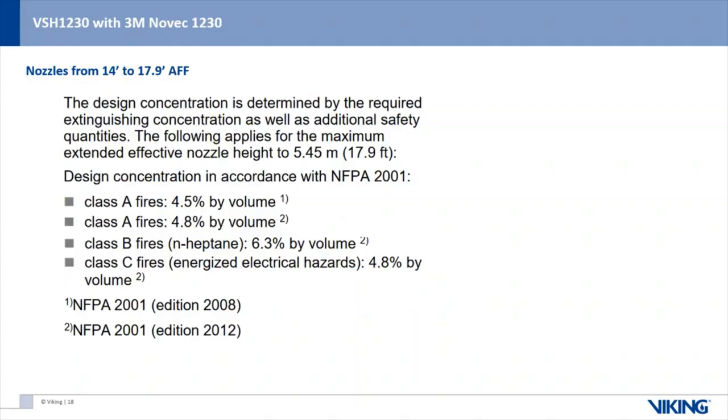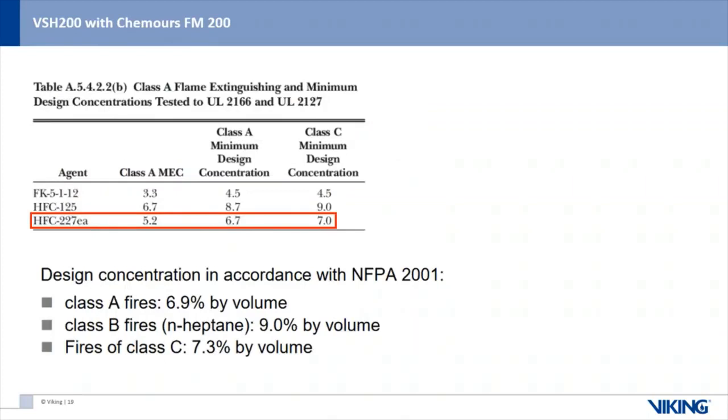So going to the next slide, we are looking at the VSH 200, which is with the Chemours FM-200 fire suppressant. We have HFC 227. The MEC is 5.2. That's the minimum extinguishing concentration. And then we have a design concentration in NFPA 2001 Class A is 6.7, and Class C is 7.0. Well, when we went to do our testing for UL and FM, we tested at 6.9%.